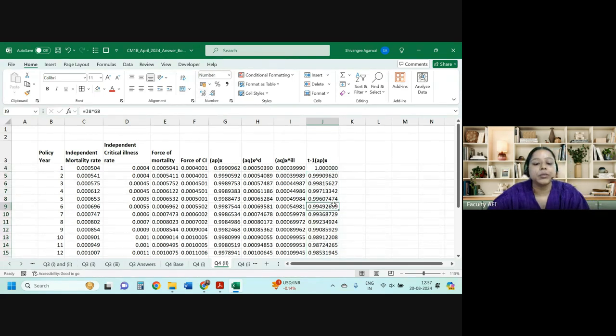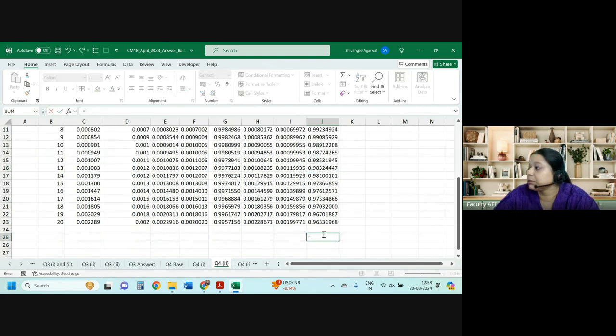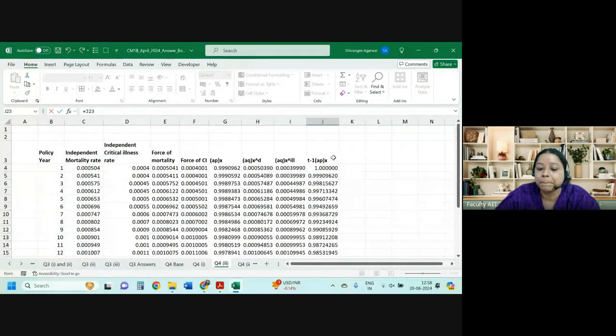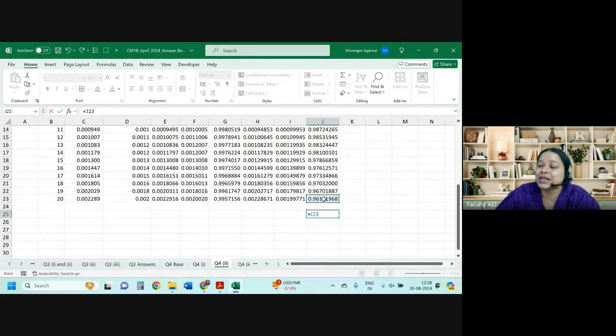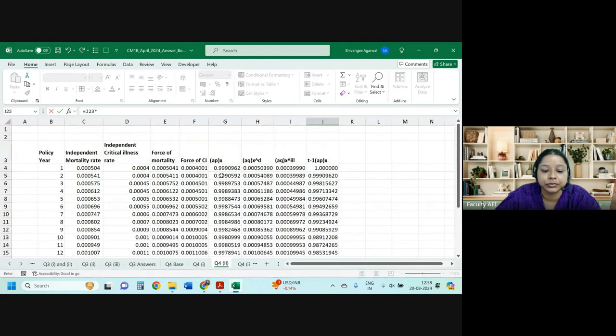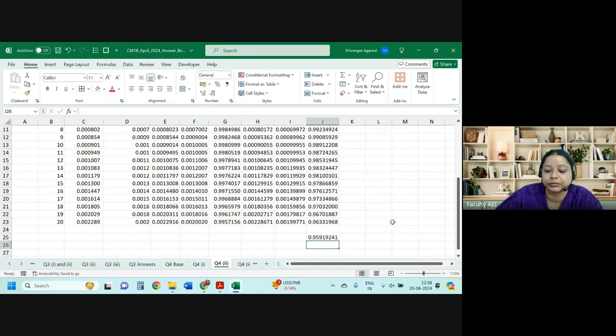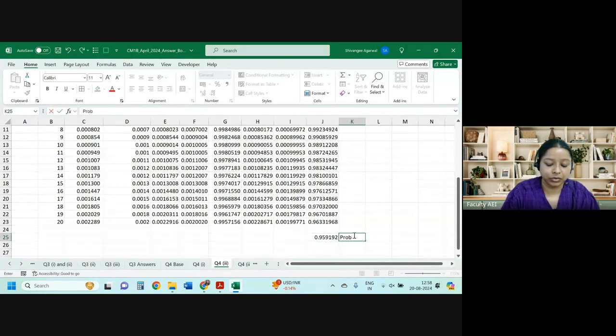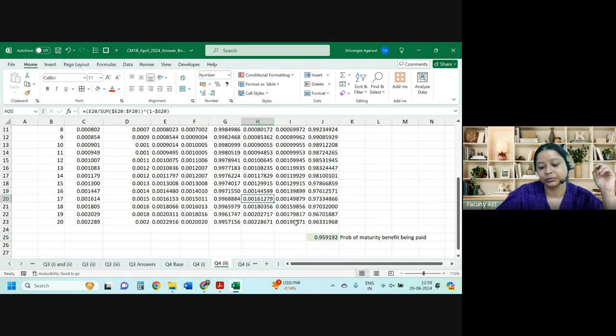What they want here is the probability that the maturity benefit is being paid. So what will be the probability of maturity benefit being paid? This is T minus 1 PX. The probability that the maturity benefit is being paid is this, 19 APX, that is, the probability that the person survived to the start of year 20, multiplied by the probability of survival in year 20. This is the probability of maturity benefit being paid. Do this quickly.